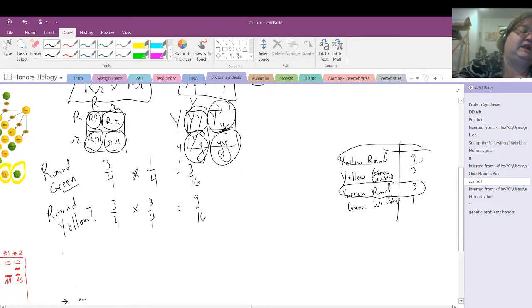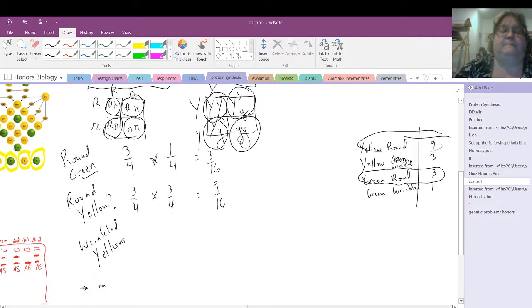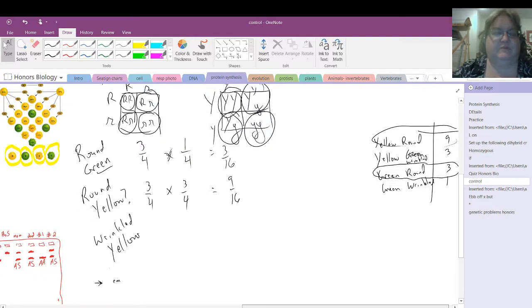What's the chance of getting a wrinkled, yellow? Well, you should be able to figure this out and hit pause.